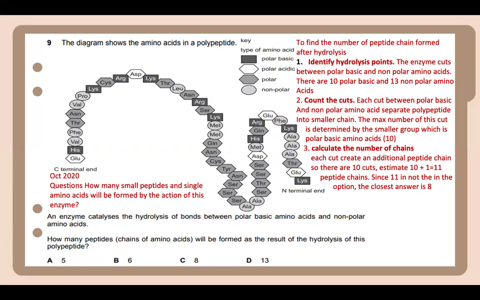And then step 3, to calculate the number of chains. Each cut creates an additional peptide chain. So there are 10 cuts. 10 plus 1 is equivalent to 11 peptide chains. Since 11 is not in the options, the closest answer will be 8.